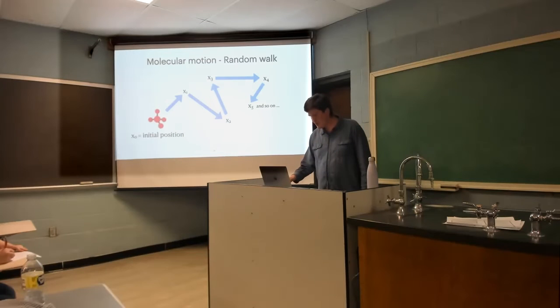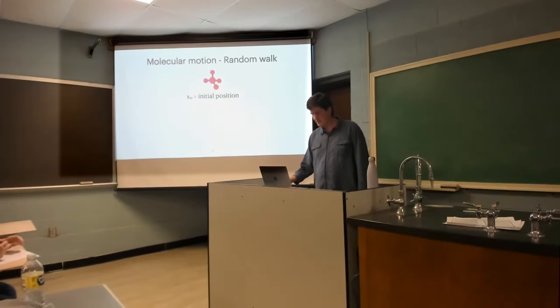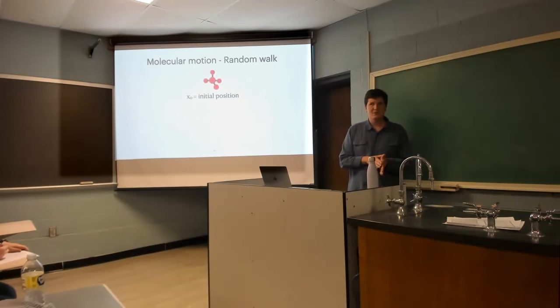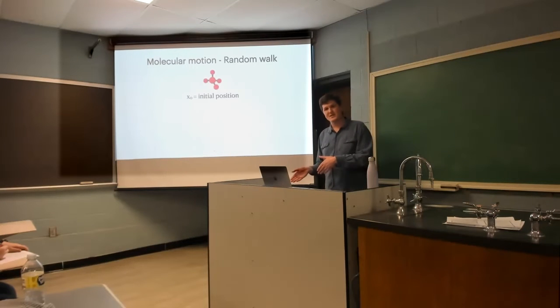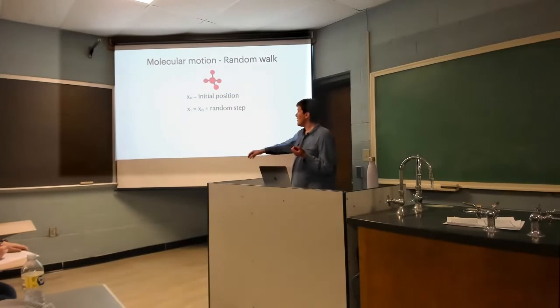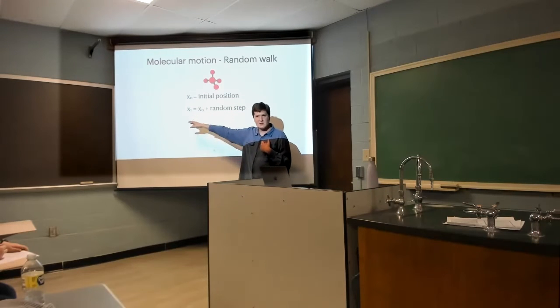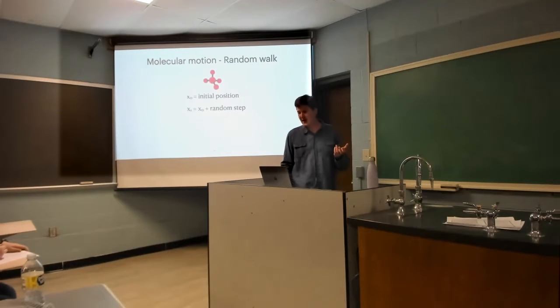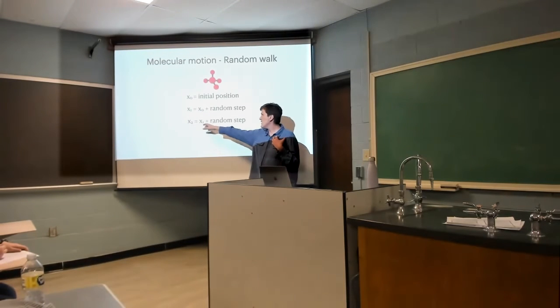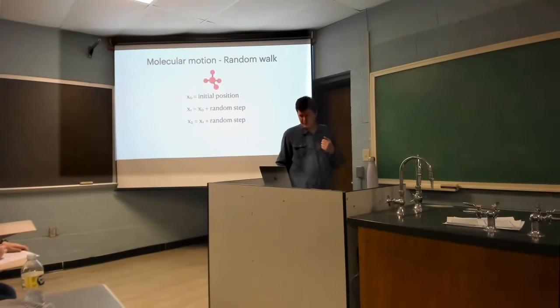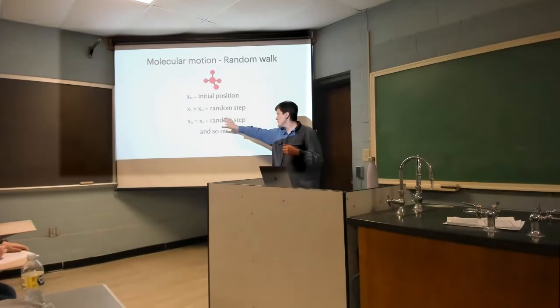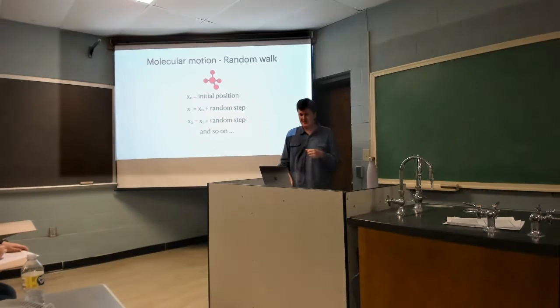So let's break this down a little more. We have our initial position, X0. And if we know our initial position, how do we get our next position? Well, we take our initial position and then add a random step, and that gives us our next position. Okay, and we just proceed like that. To get our X2, we just take our X1 position, add a random step, and that gives us our next position. So this random step is doing a lot of work. This really contains all the information. So let's dig into that a little more.